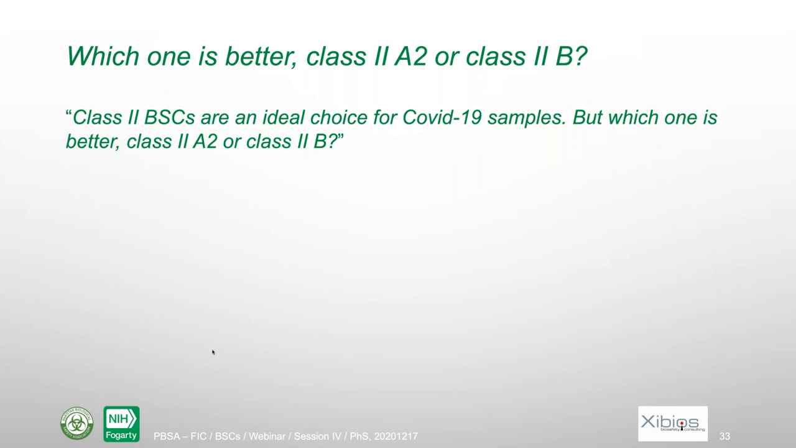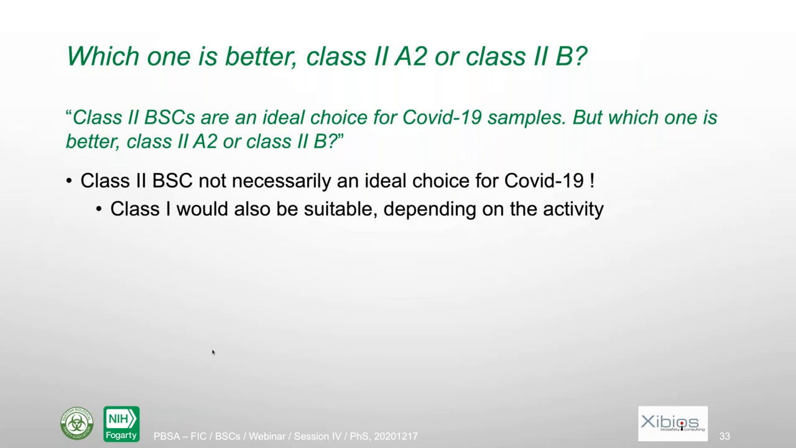The next question was, which one is better, class 2 A2 or class 2 B? And you see the complete question after that. A first reaction from myself is that the sentence says also class 2 biosafety cabinets are an ideal source for COVID-19. I don't agree with this. It depends on the activity. Class 1 would also be suitable and more protective, but anyways, it depends on the activity.